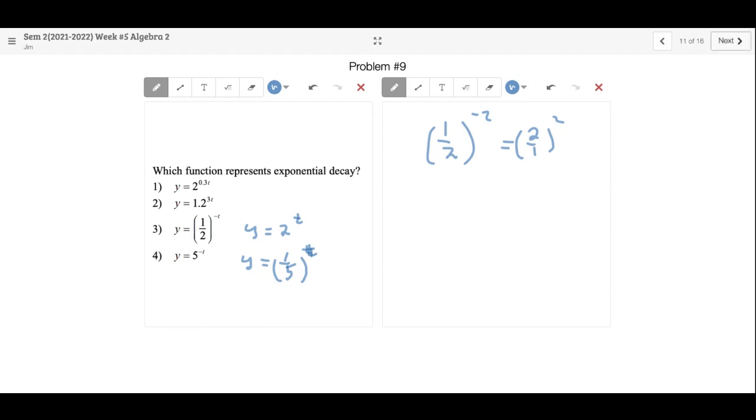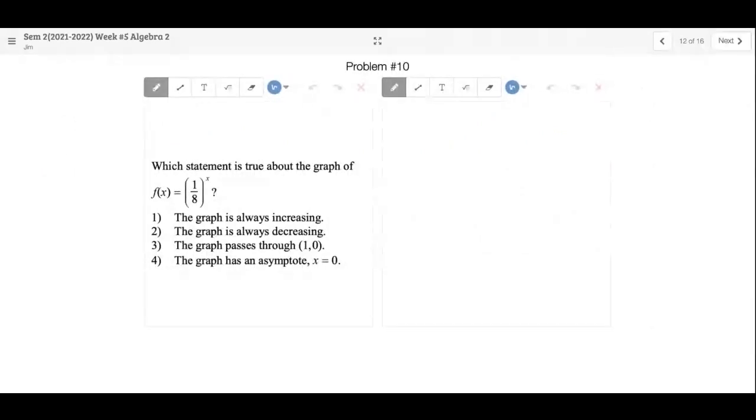All right. Number 10, the last question on our practice. It says, which statement is true about the graph of 1/8 to the x power? The graph is always increasing. The graph is always decreasing. The graph passes through 1, 0. The graph has an asymptote x equals 0. Which one is true? Number 2, the graph is always decreasing.